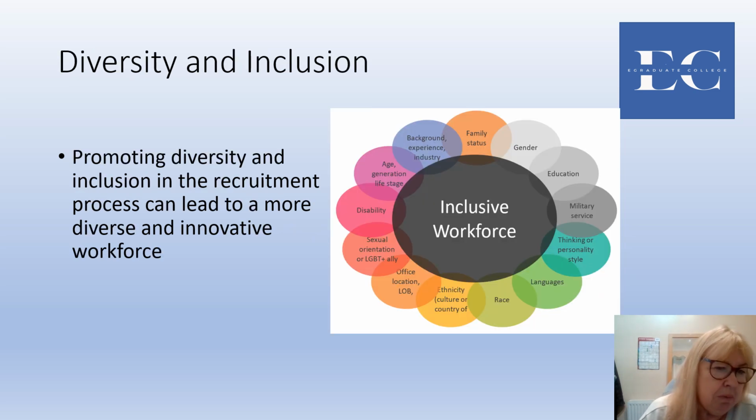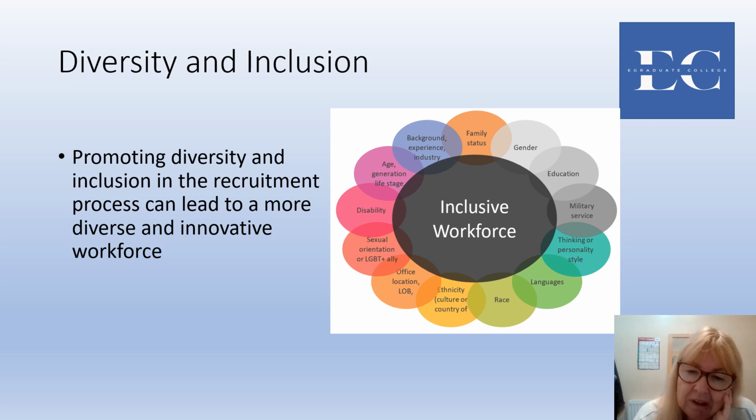Okay, your recruitment process needs to think about diversity and inclusion. It needs to promote diversity and inclusion within its process. So it needs to be fair. It needs to be anti-discriminatory in its practices. And this is really important because it can lead to a much more diverse and innovative workforce.